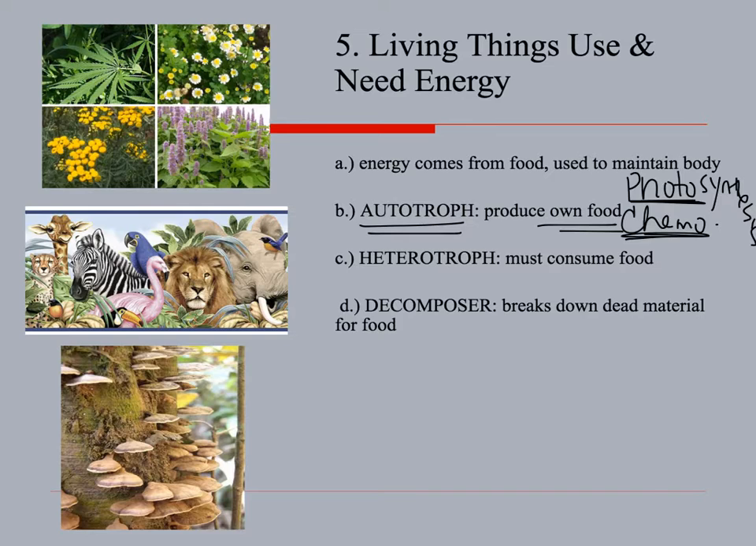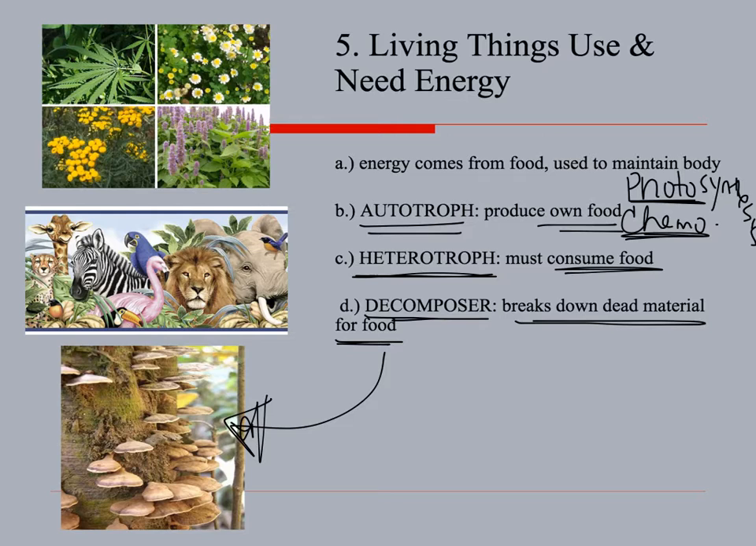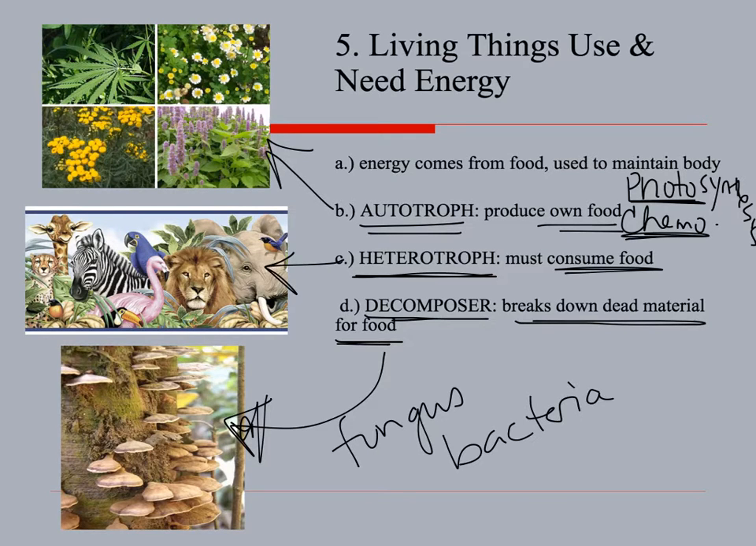Now, you and I are heterotrophs, which means that we must consume food. We are also called consumers. There are also what are called decomposers, and those are going to break down dead material for their food. Fungus is a good example of a decomposer. Bacteria is another example of a decomposer. So autotrophs use photosynthesis or chemosynthesis, heterotrophs are consumers, and decomposers are going to break down that dead material.